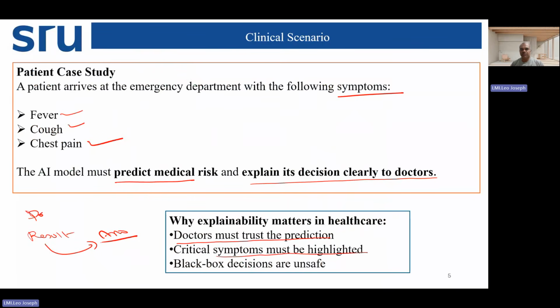Critical symptoms must be highlighted, and black box decisions are unsafe. Just relying on an AI model is unsafe. In turn, if the AI model explains all these things, then the doctor can gain trust. This is based on this scenario. So it will increase the trust and ethical standing of the particular model.